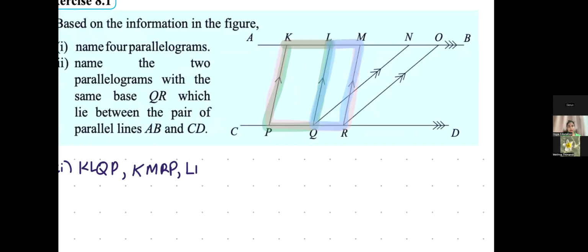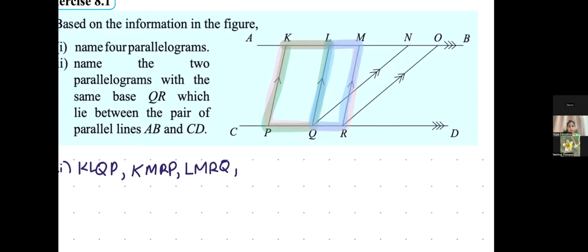LMRQ. Okay, correct. LMRQ is also correct. LMRQ. NOQR. Let's see. Use color. N. Again, the two letters got mixed up. N O, it was RQ, not QR. NORQ. That is also correct.